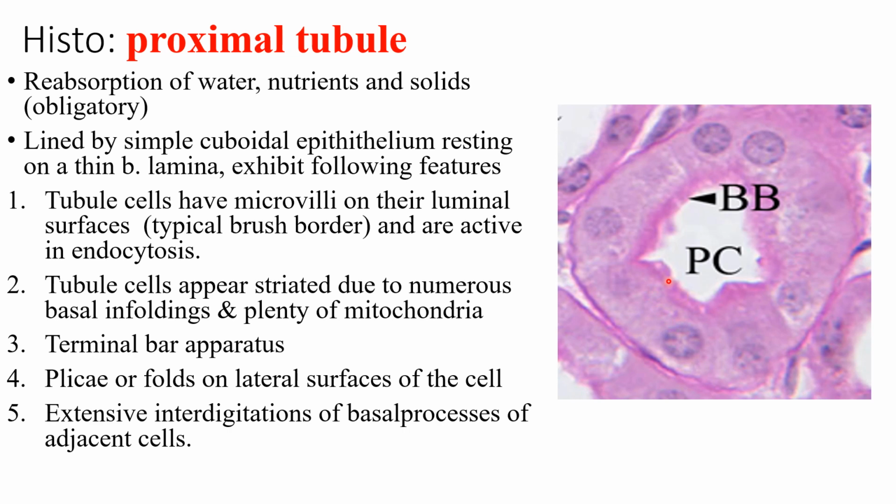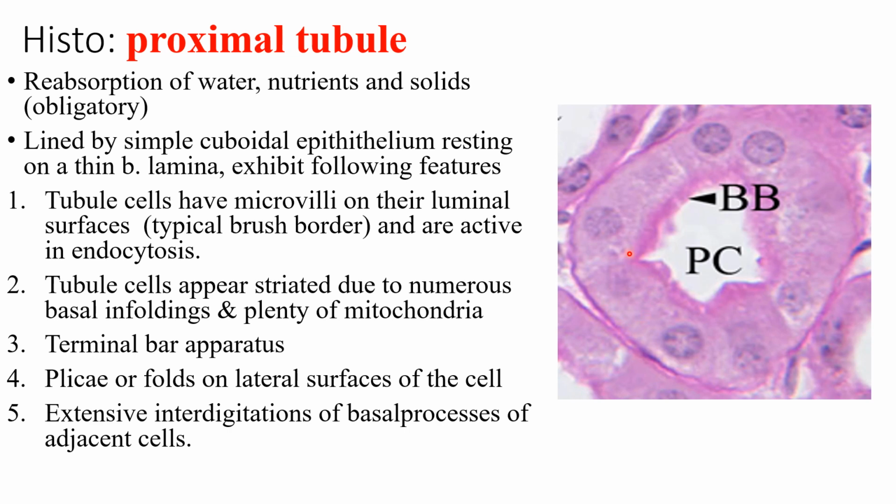The tubule cells have several microvilli on their apical surfaces, which form the brush border, and these are active in endocytosis. Also in the basal area, there is striation due to numerous infoldings and plenty of mitochondria present on the basal side.